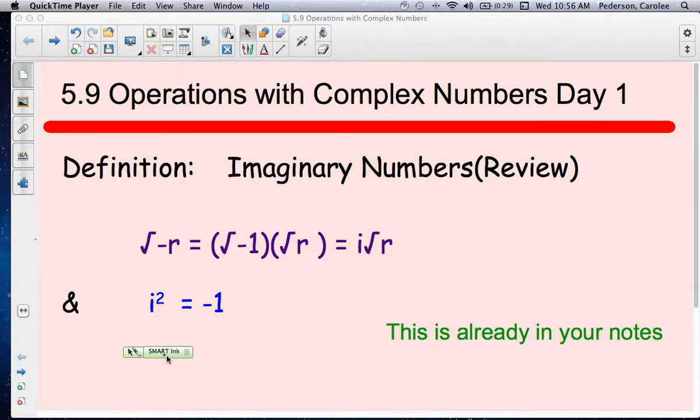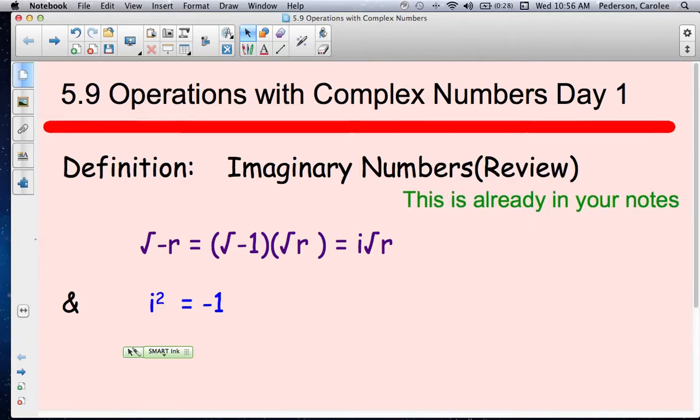This is 5.9, part 1. Operations with complex numbers is the topic. Just go ahead and write that down. This definition is already in your notes. To review, what is an imaginary number?